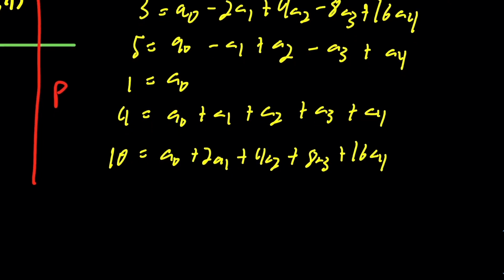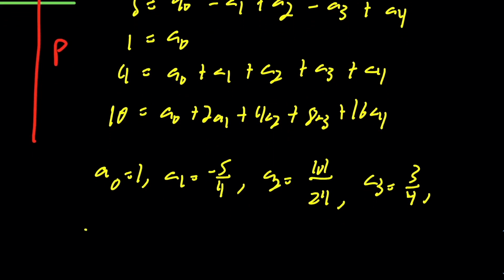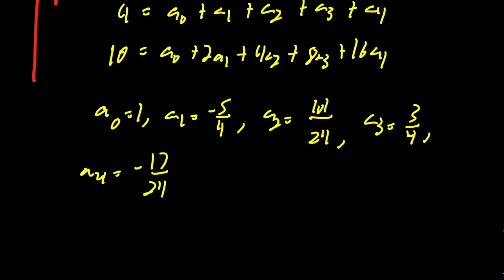So, if you plug this into your calculator, we already got the first one. And a sub 1 is just negative 5/4. A sub 2 is just 101 over 24. Okay, that can't be simplified. And A3 is 3/4. And A4 is negative 17/24. There we go.